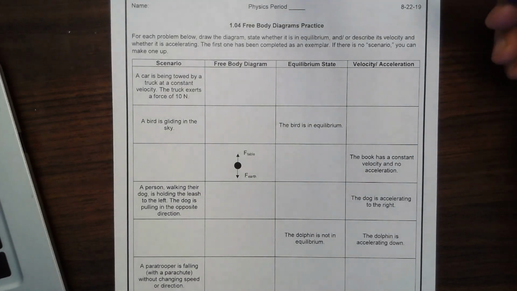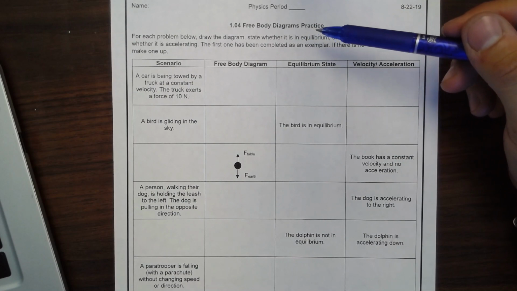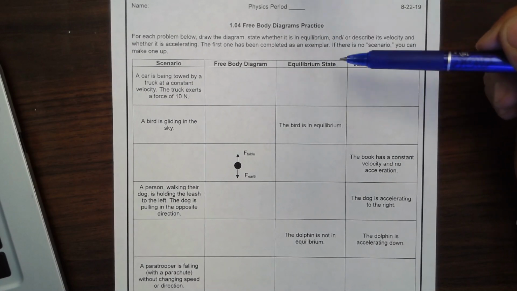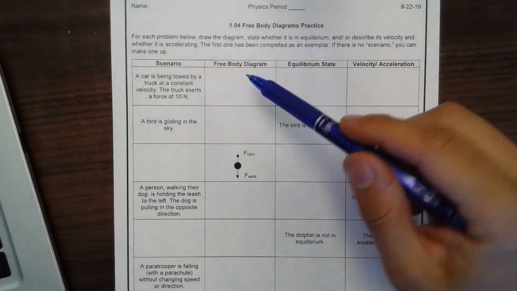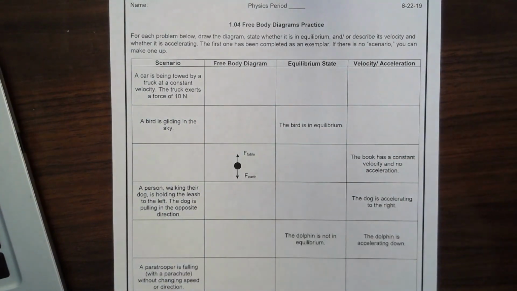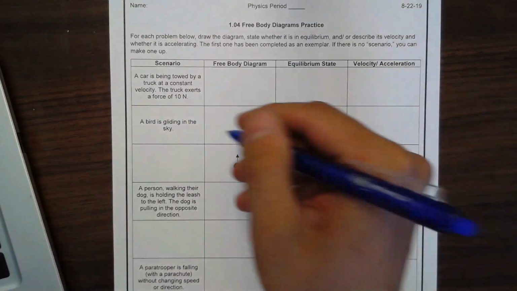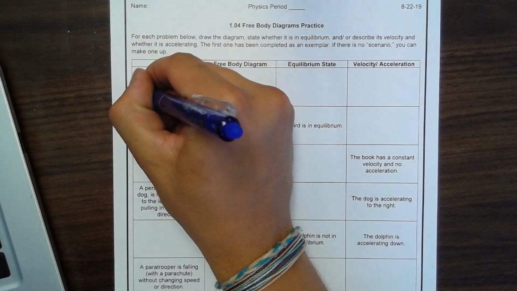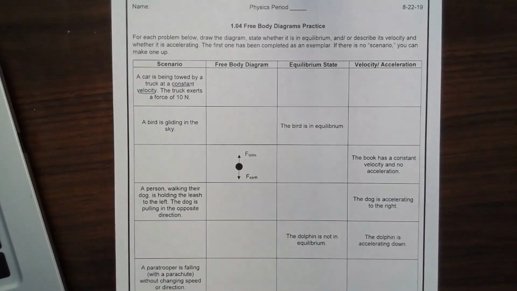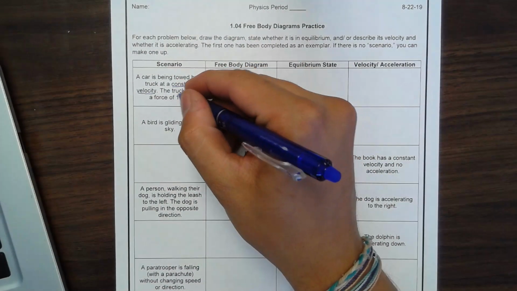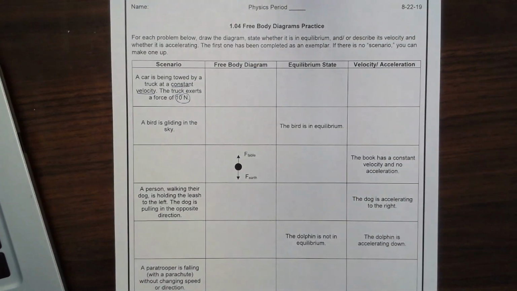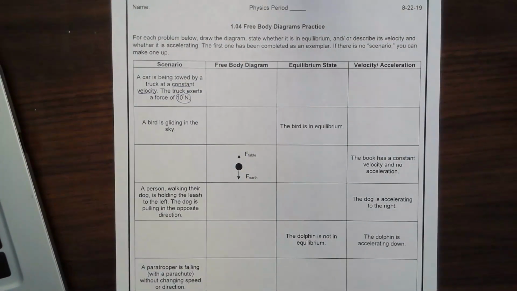Alright, so today we're going to take a look at free body diagrams and the practice that you guys were working on today. So we're going to start with the first scenario. The scenario is a car is being towed by a truck at a constant velocity. So as soon as I read that problem, I'm going to note the importance of constant velocity right there. And I also see that the truck exerts a force of 10 newtons. It doesn't give me a direction, but it does give me an amount.